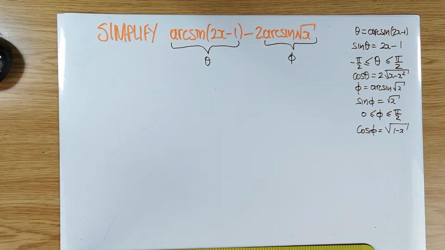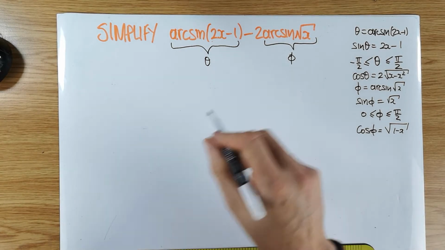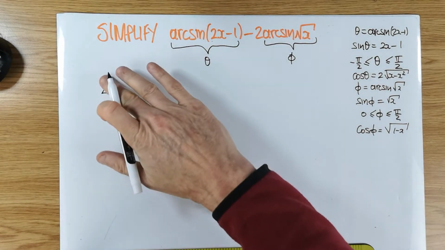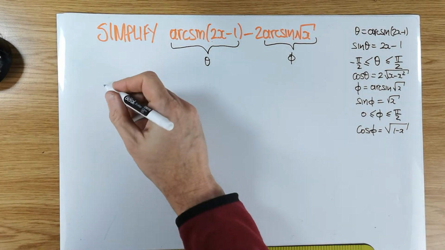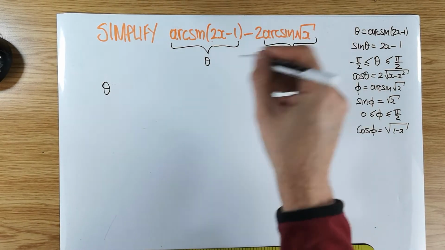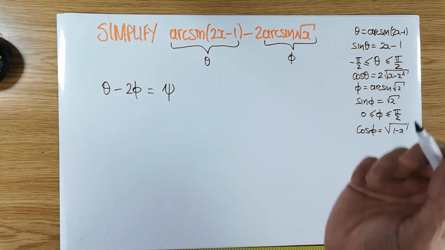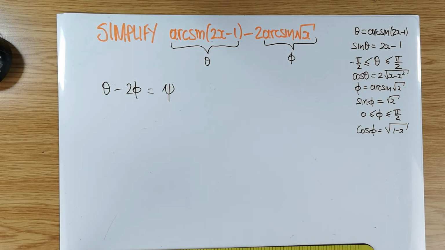Okay, we're having now theta minus 2 lots of phi. So theta, oops, I'm writing 2. What's going through my head sometimes, I never know. Theta minus 2 phi is equal to some angle psi. God knows what it will be. Is it a constant angle? Is it something in terms of x? I'm expecting perhaps something in terms of x for that.